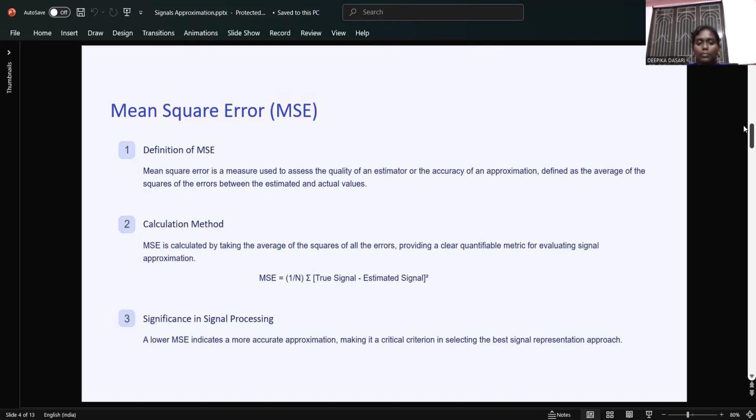And the formula for mean square error is given by: mean square error is equal to 1 by n into the summation of (true signal minus estimated signal) whole square. The significance in signal processing is that a lower mean square error indicates a more accurate approximation, making it a critical criterion in selecting the best signal representation approach.